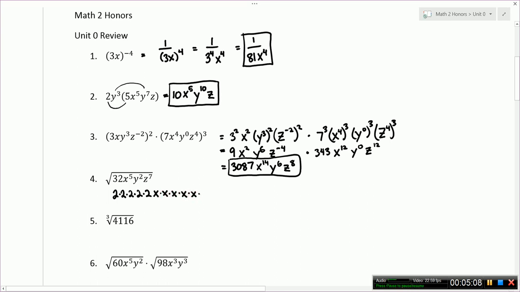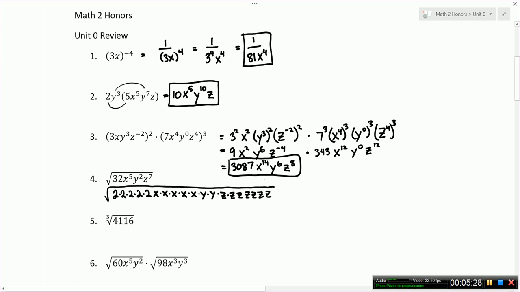Y squared means y times itself, and z to the 7th. So we have the same exact expression, just factored out.